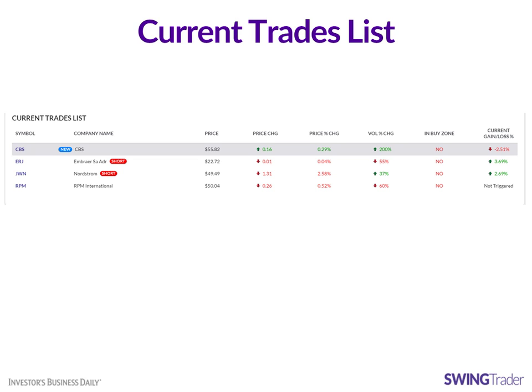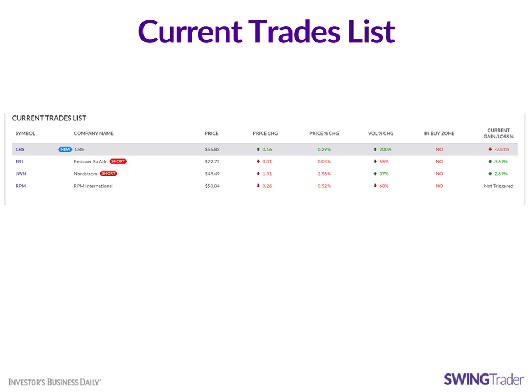You'll also notice that as you go through all of the columns, we are showing you the price change, price percent change, volume percent change. We have In Buy Zone. If you have something that is currently actionable because it's between the buy zone start and that 2% window, it'll say yes, in buy zone, and then the current gain/loss percentage, that last column, will show you what the current gain is from the time that it entered our list.